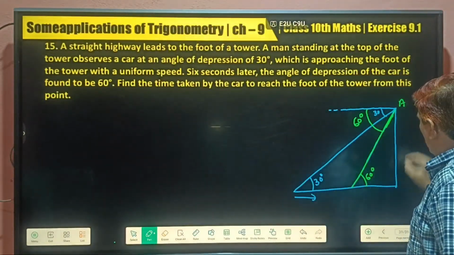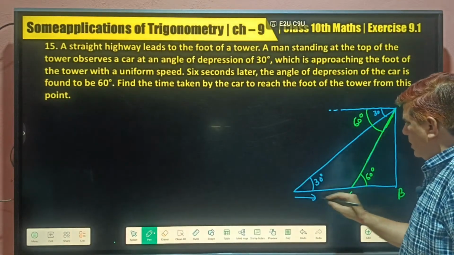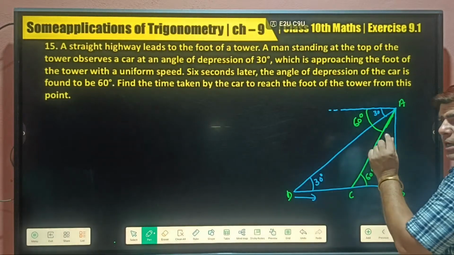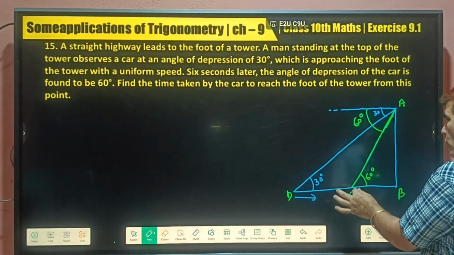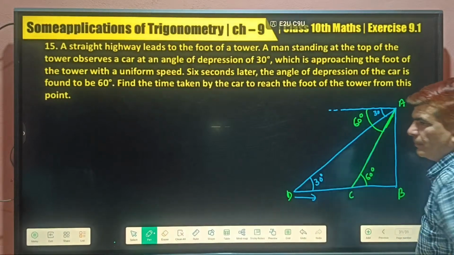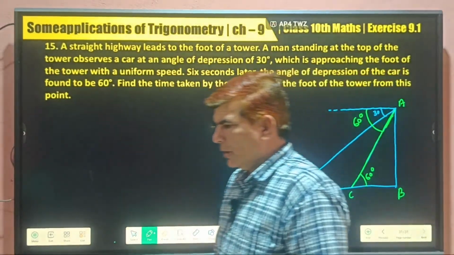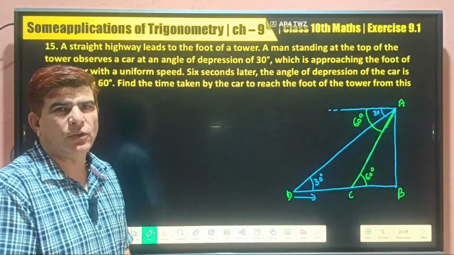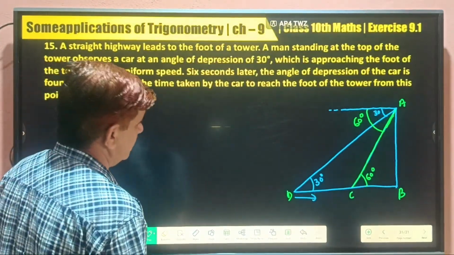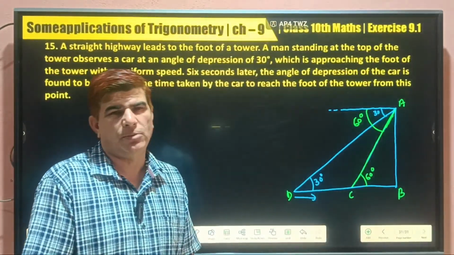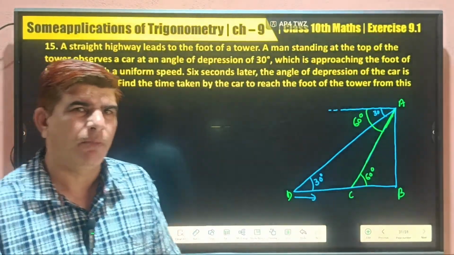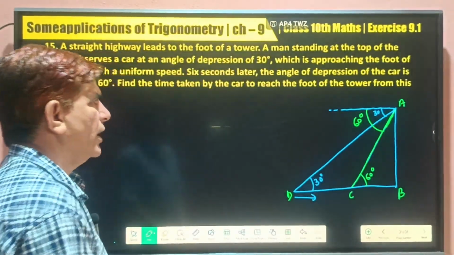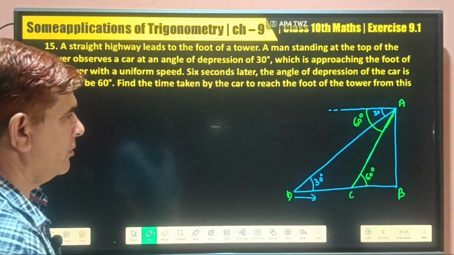So this is A, B, C, D. We have to find the time taken by the car to reach from C to B. Directly it is not possible in this question, so indirectly we can find it out. Directly it is possible when distance and speed are given, then we can easily find the time taken by the vehicle. So indirectly, two triangles are given.